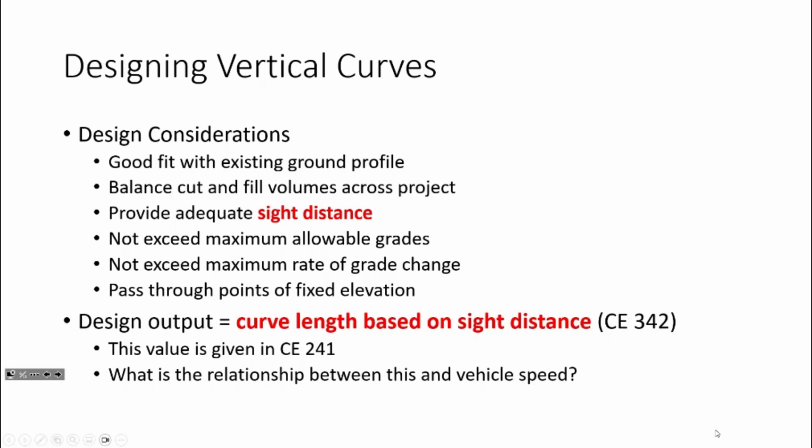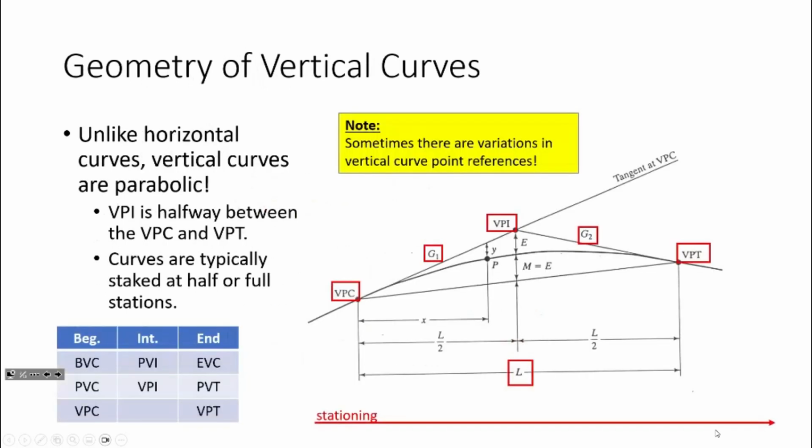Now, usually our design output is curve length based on site distance. This value is going to be given in CE 241. But I think on Wednesday we're going to try and dip our toes into seeing how that's computed, and I think you'll find it's pretty easy.